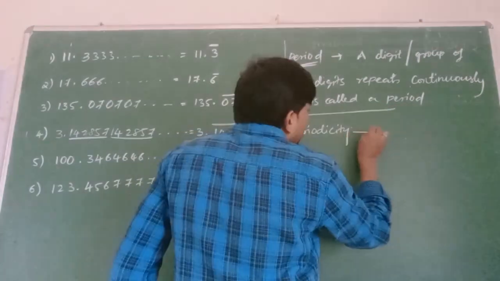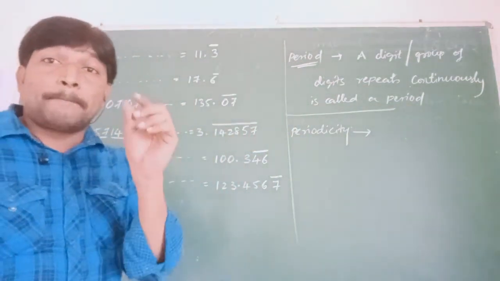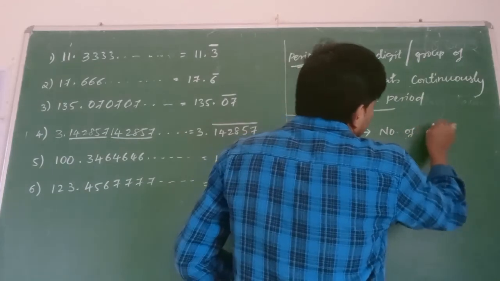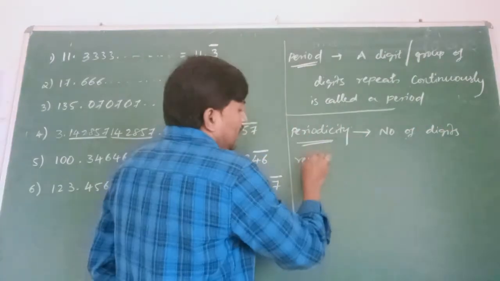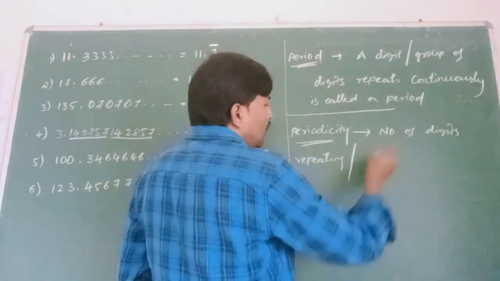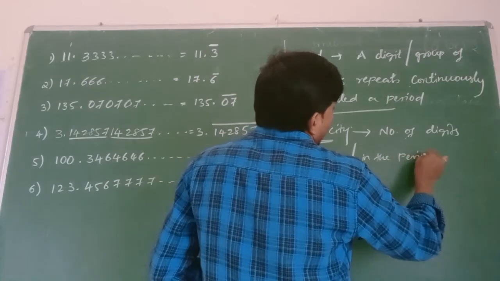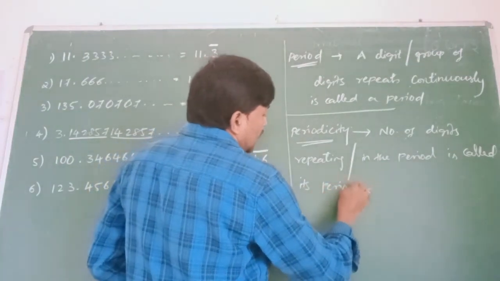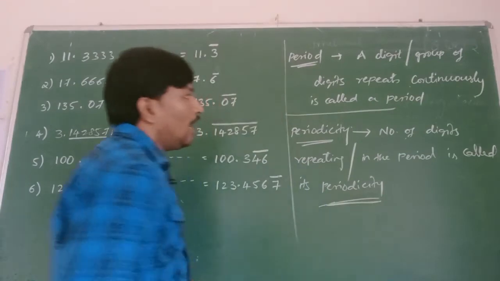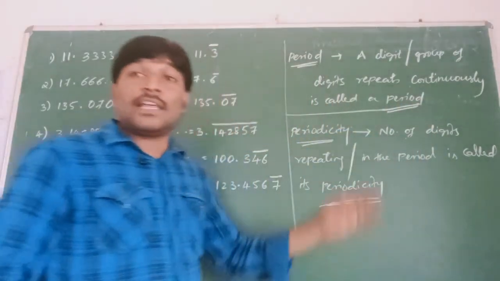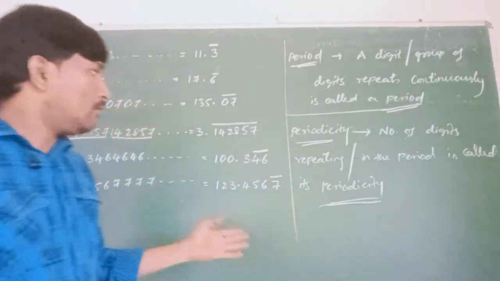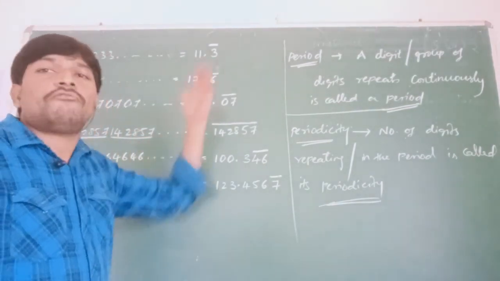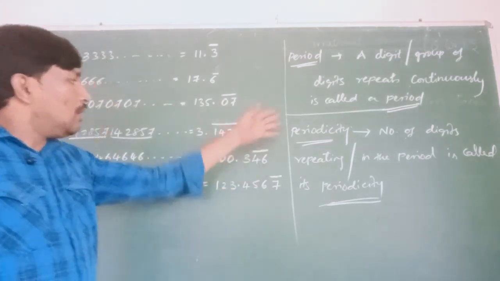Now, what is periodicity? Periodicity is nothing but the number of digits present in the period. The number of digits repeating, or the number of digits in the period, is called its periodicity. With the help of this period and periodicity, we can convert these non-terminating repeating decimals to a fraction. That's the main use.